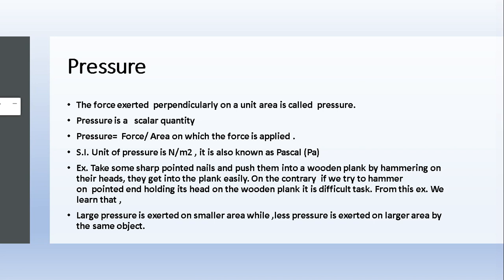Now, Newton per meter square means for force the SI unit is Newton, and for area it is meter square. That's why the SI unit of pressure is given as Newton per meter square, and it is also known as Pascal. The symbol for Pascal is given as Pa.